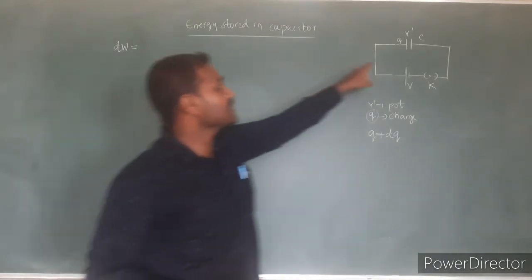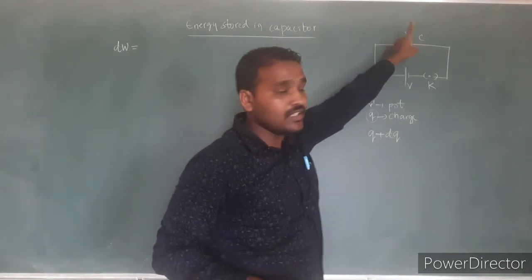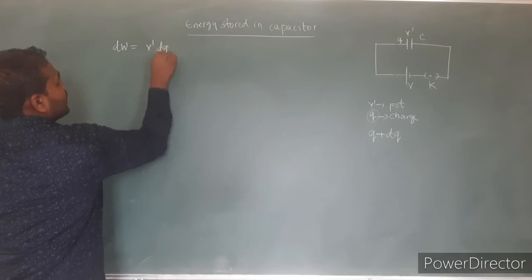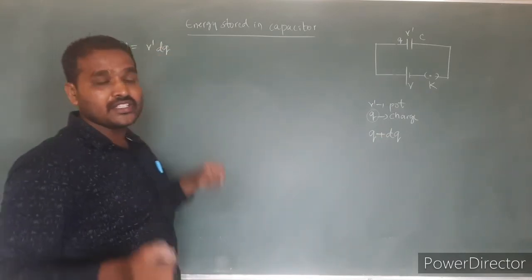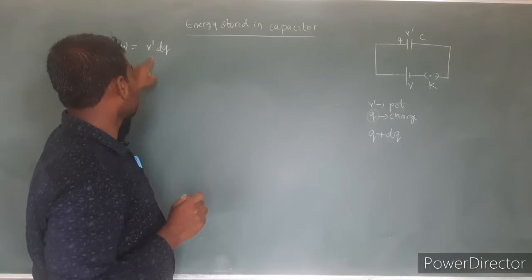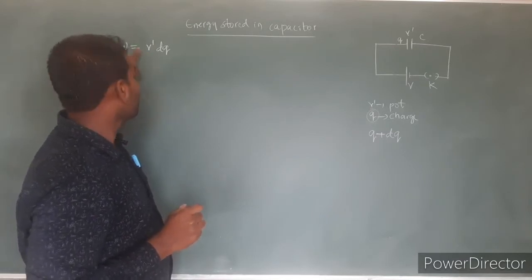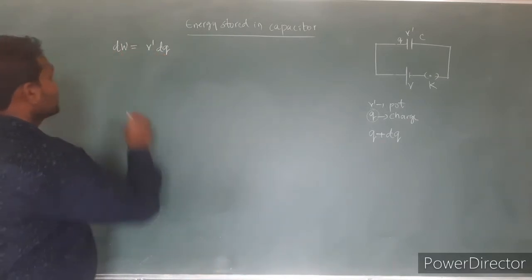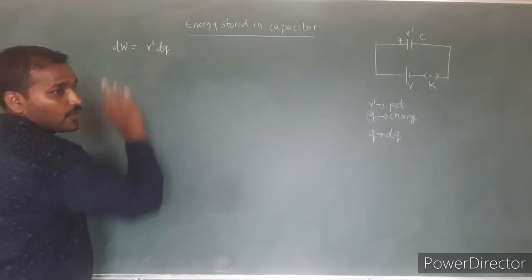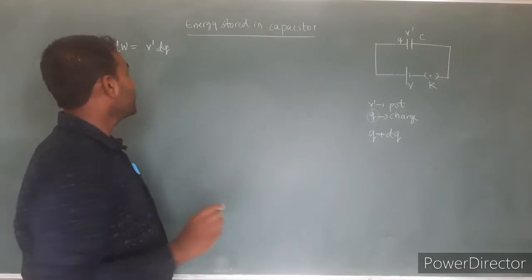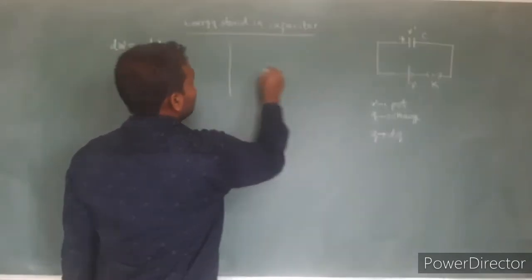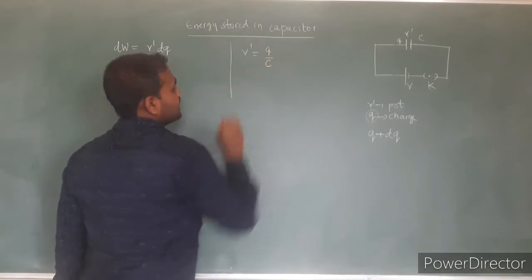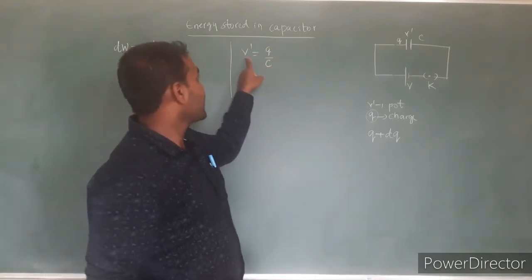The potential difference between the plates is V dash here. So the work done can be given as V dash into dq. We know in the chapter of potential and capacitors, the definition of work done is equal to potential difference into the charge transferred. So by that definition, I am writing dw is equal to V dash into dq. We also know the definition of potential can be given as V dash is equal to q divided by C. By the basic definition of capacitance, I can write this equation.